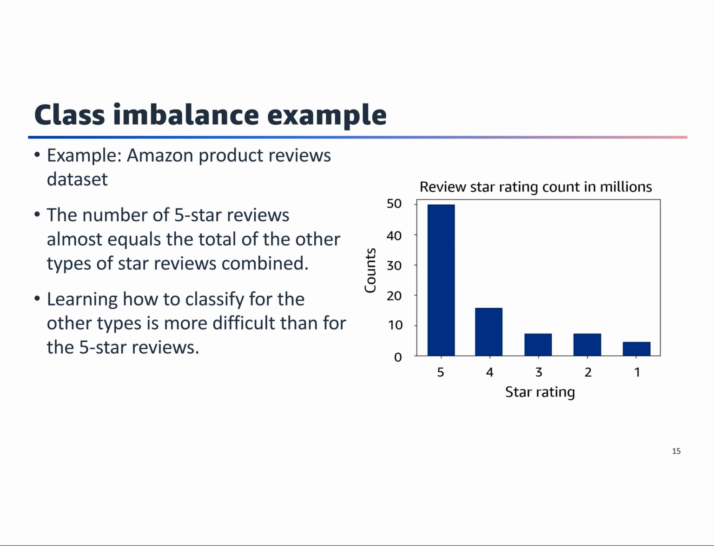Here we have an example of class imbalance using the Amazon Product Reviews dataset. It shows that the number of 5-star reviews is almost equal to the combined total of all other types of star reviews: 1-star, 2-star, 3-star, and 4-star. The bar chart illustrates this imbalance, with the 5-star rating having significantly more reviews compared to the other rating categories. Learning to classify the other types of reviews is more difficult than classifying the 5-star reviews due to this imbalance. This example demonstrates a real-world scenario where class imbalance can occur, and the challenges it presents for machine learning models in accurately classifying the minority classes.